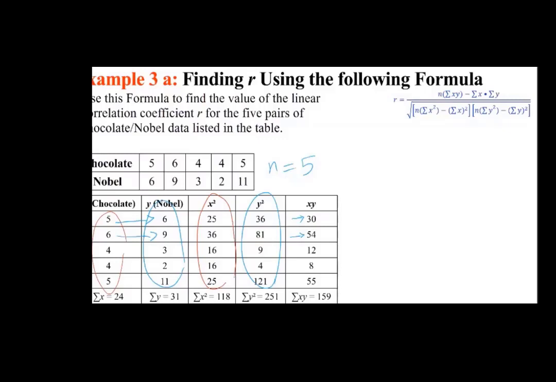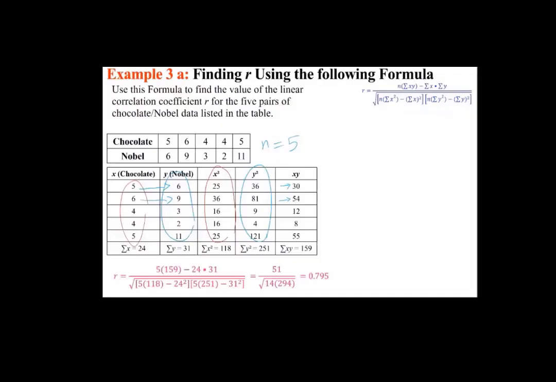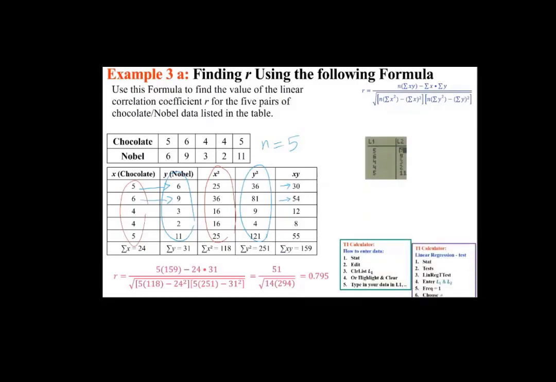0.795. Now, what if we wanted to do it with the TI? You put the information in L1 and L2, and the TI calculator's linear regression t-test will give you the value of R. You have to do that. It gives you more than that, but you have to do that. So you use that STAT TESTS, LinRegTTest, enter L1 and L2. If we want to choose whatever, in this case, not equal.